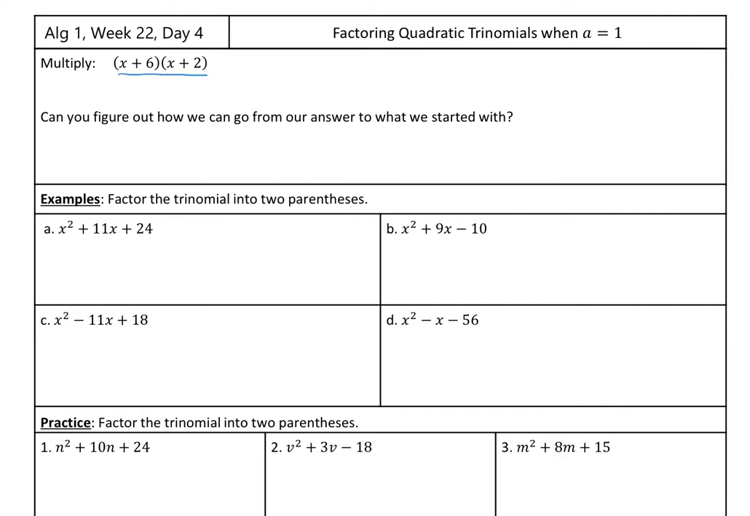So when we multiply binomials together, we use the acronym FOIL, or we just use the distributive property, whichever way makes more sense in your head. They literally are the same thing. It's just how you think of them that matters.